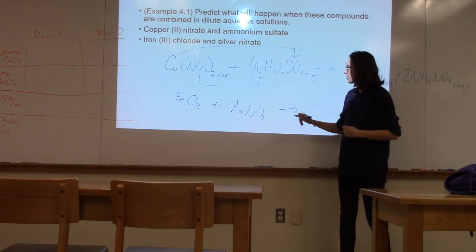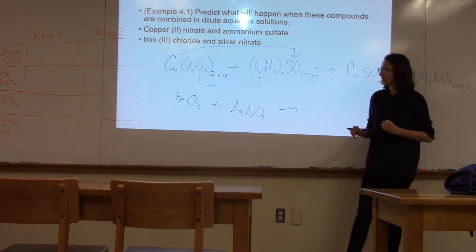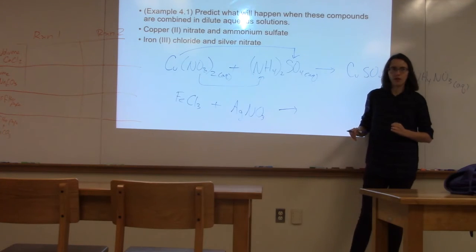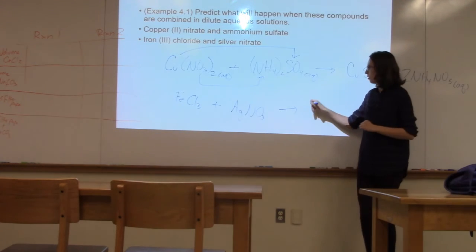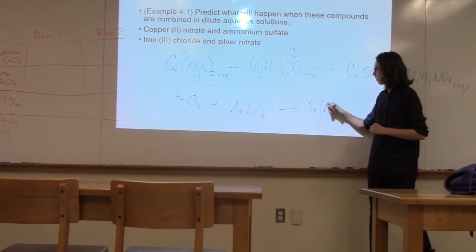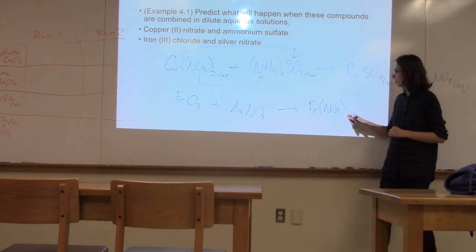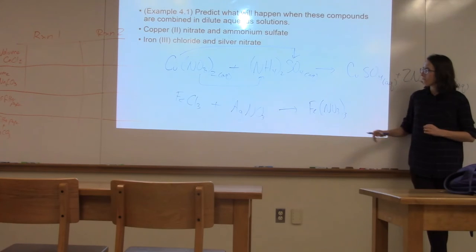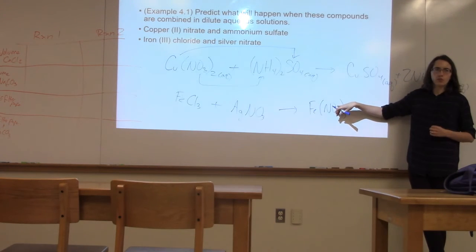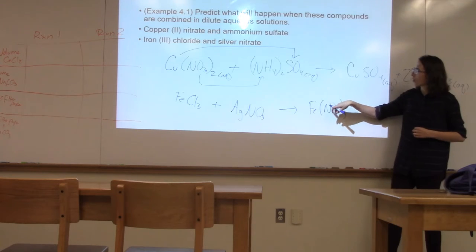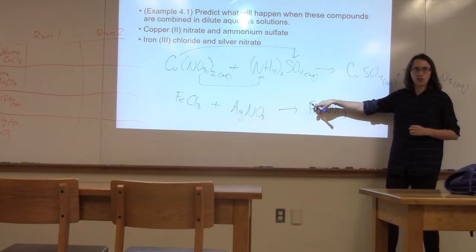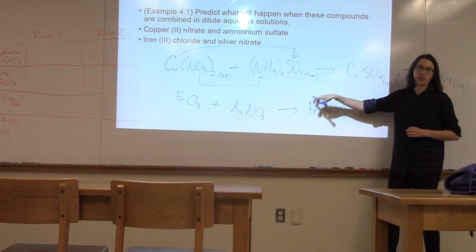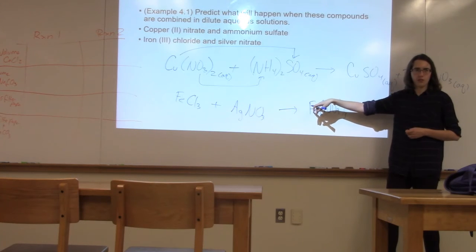Alright, if these cations and anions switch places, I'm gonna get what? Fe(NO3)3 plus AgCl. Wait, why are you multiplying it by 3 again? Because each nitrate has a -1 charge, and this iron 3 has a +3 charge, so I need 3 nitrates to cancel out the +3 from the iron.